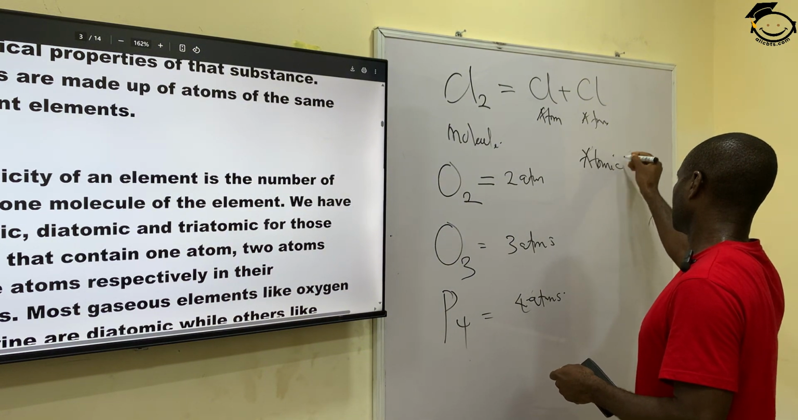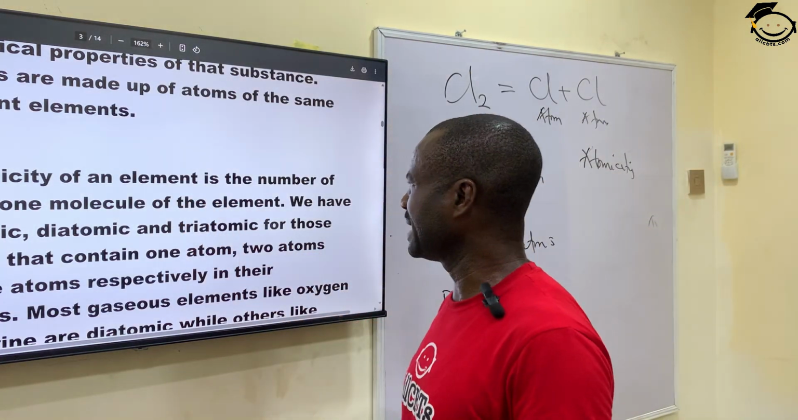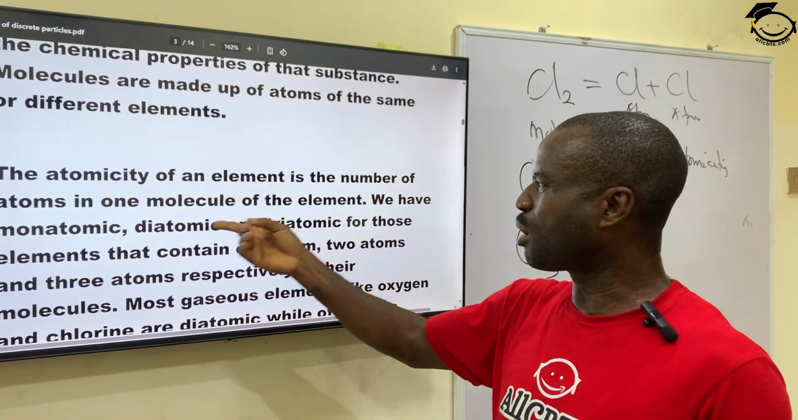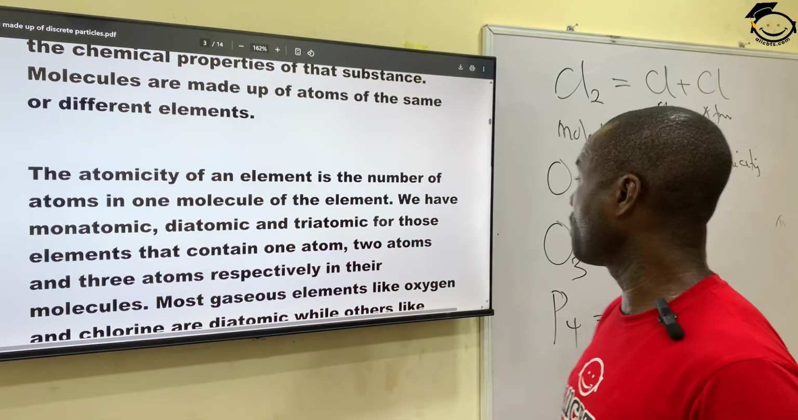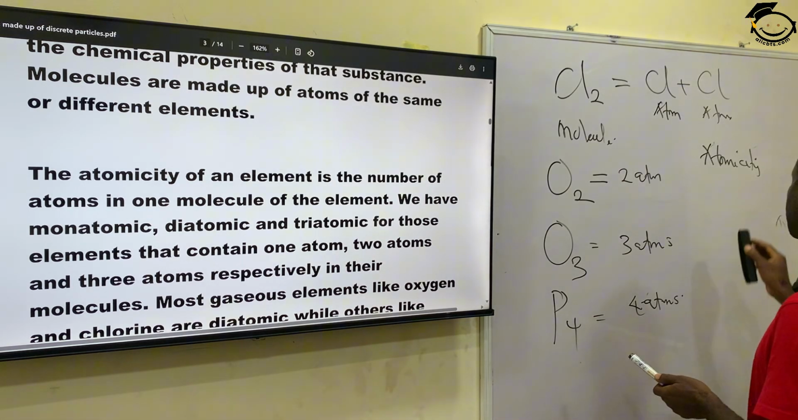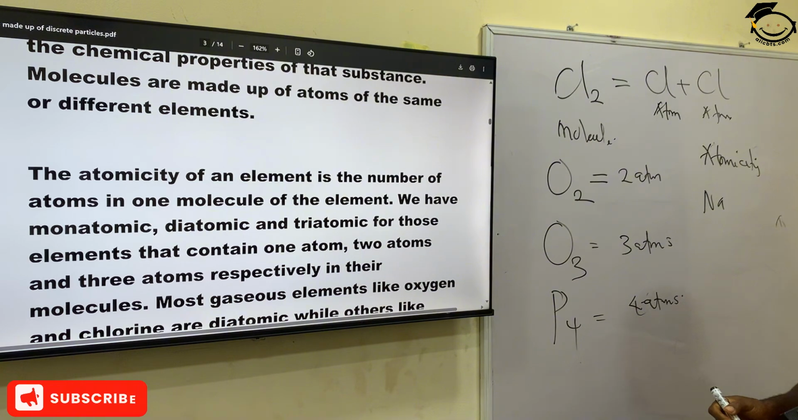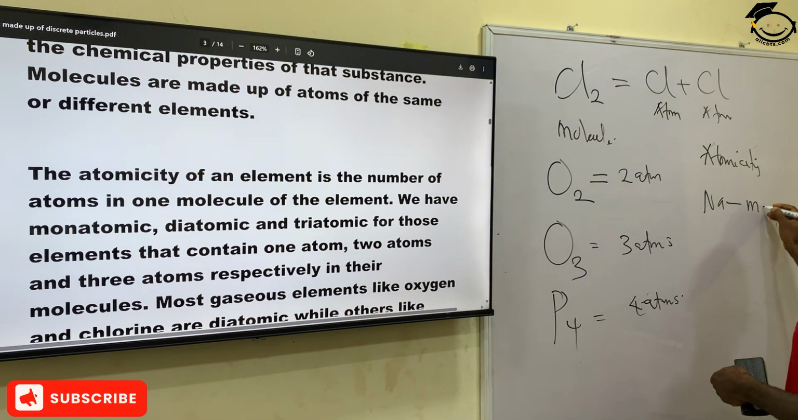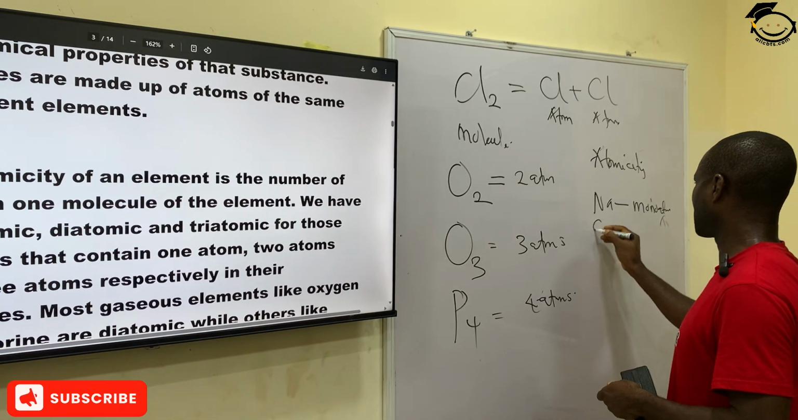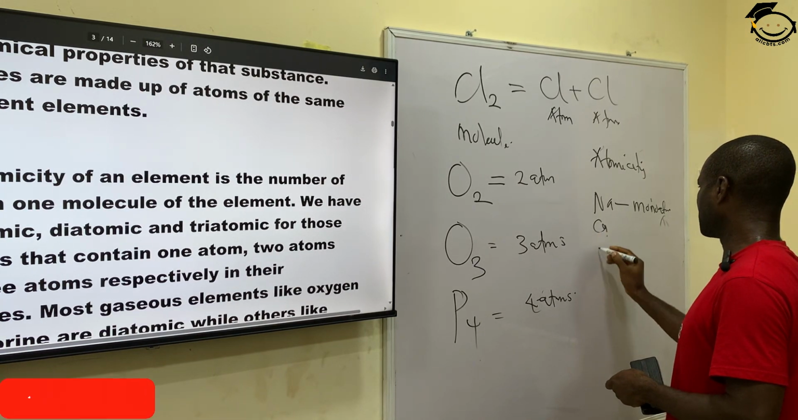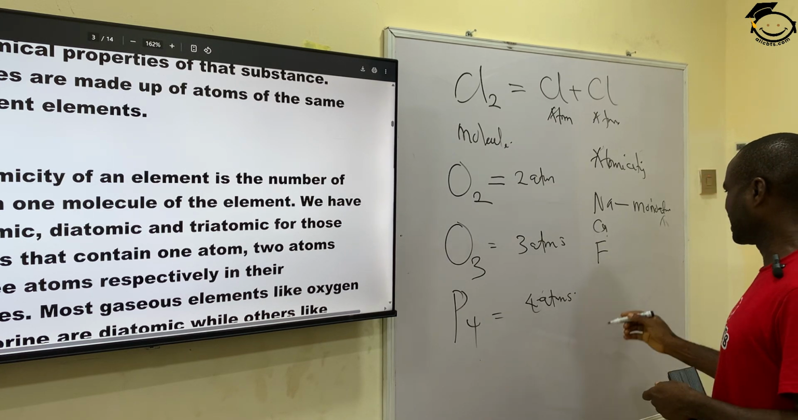Atomicity. The atomicity of an element is the number of atoms in one molecule of the element. We have monoatomic. So when we have only one atom, for instance, sodium. This is one atom of sodium. This is monoatomic, meaning only one atom. Another example is calcium. Another example is fluorine. This is one atom. Another example is potassium.